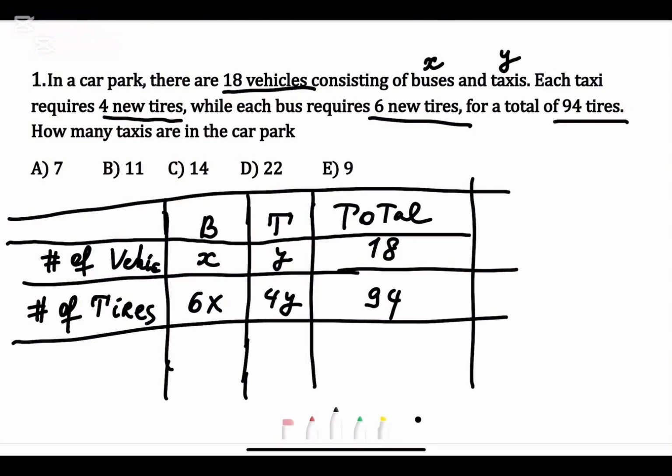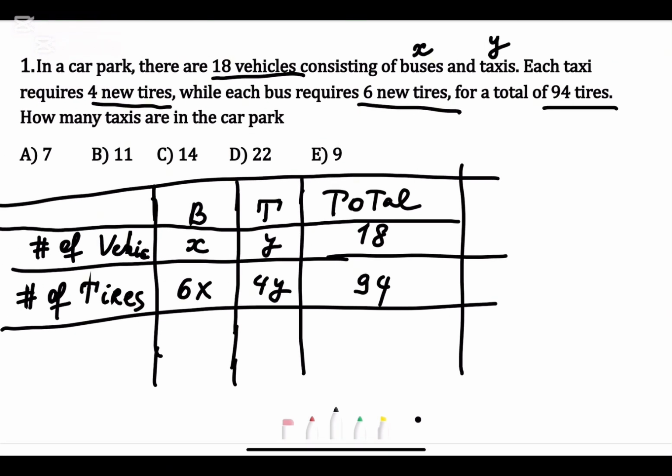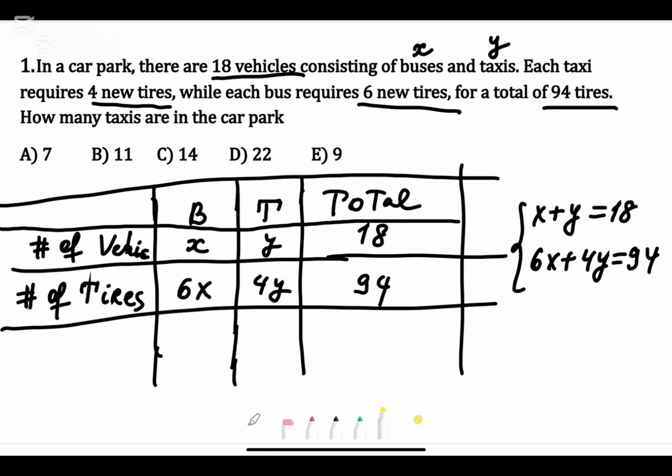And that's it. Once we have this information, once we have this table written, we can just write this information in a more concise, compact form. So X plus Y would end up being equal to 18, and 6X plus 4Y equals 94. That is it. Now we have to solve this problem, and we need to particularly find the number of taxis, which is basically Y. This is what we have to find.